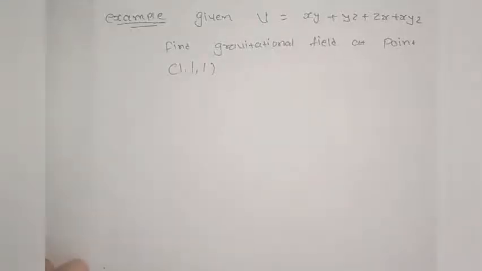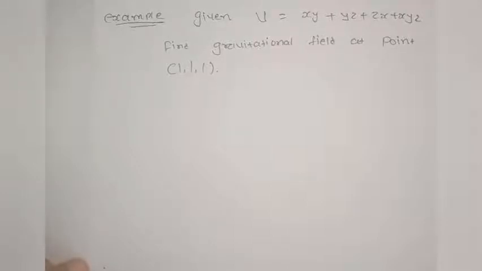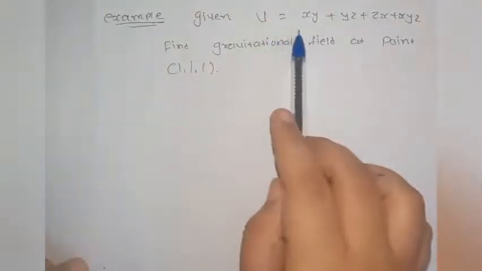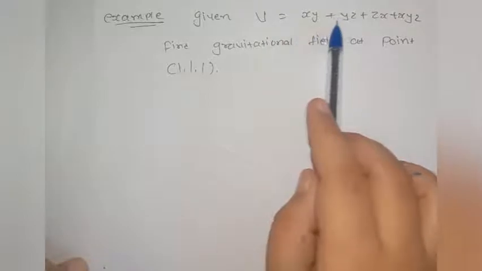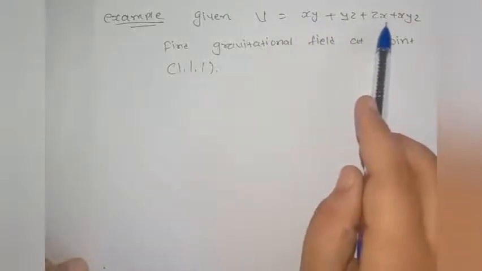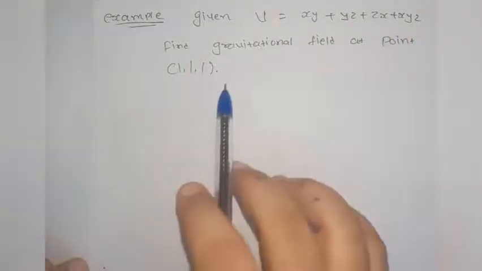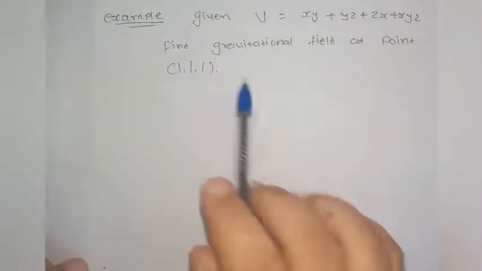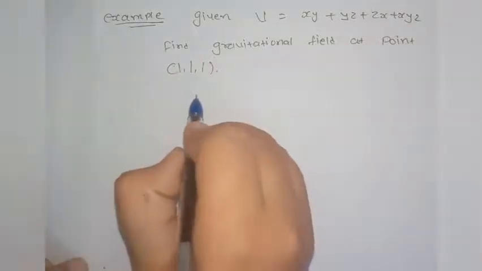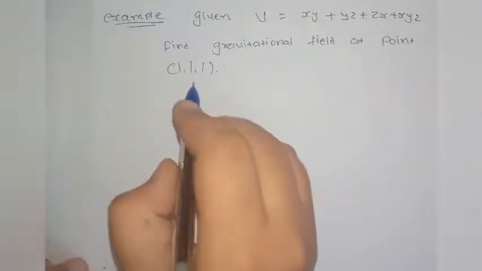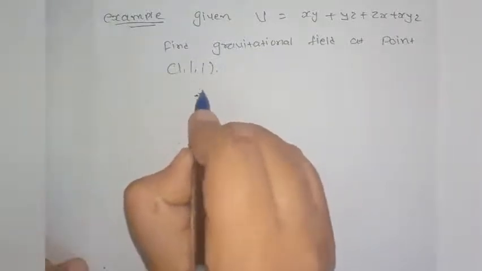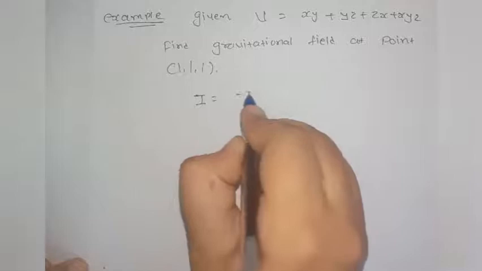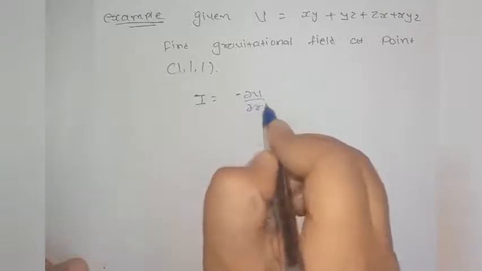Now let us solve an example based on potential and gravitational field. Given the potential at any point is equal to xy plus yz plus xz plus xyz, we want to find the gravitational field at point (1, 1, 1). The relation between gravitational field and potential is given by I equals minus del V by del r.